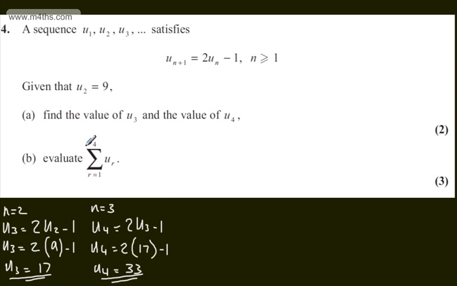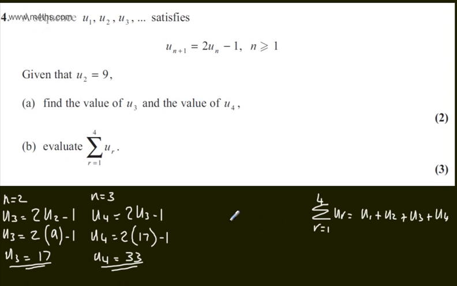In part B, we're asked to evaluate the sum from r equals 1 to 4 of u sub r. The question carries 3 marks. We could write now that the sum from r equals 1 to 4 of u sub r will be equal to u sub 1 plus u sub 2 plus u sub 3 plus u sub 4. We have a value of u sub 2, u sub 3 and u sub 4. So all we need to do now is find u sub 1.